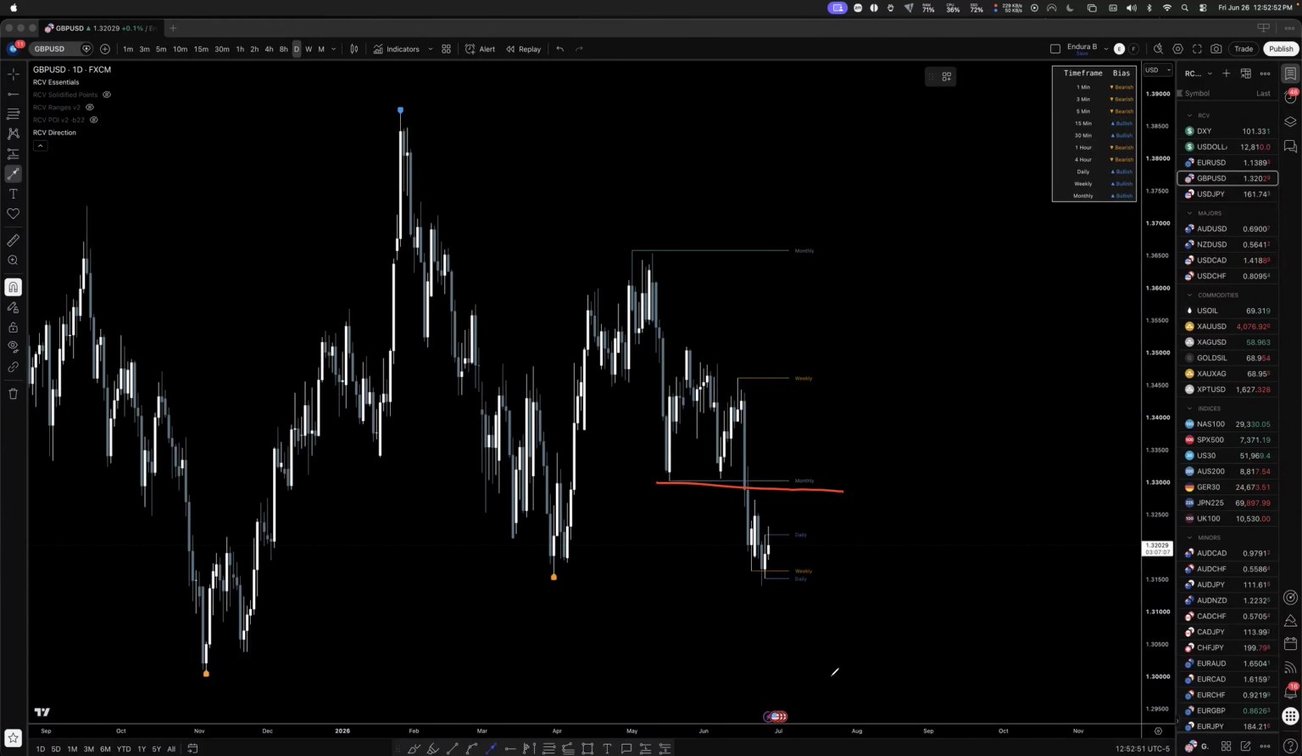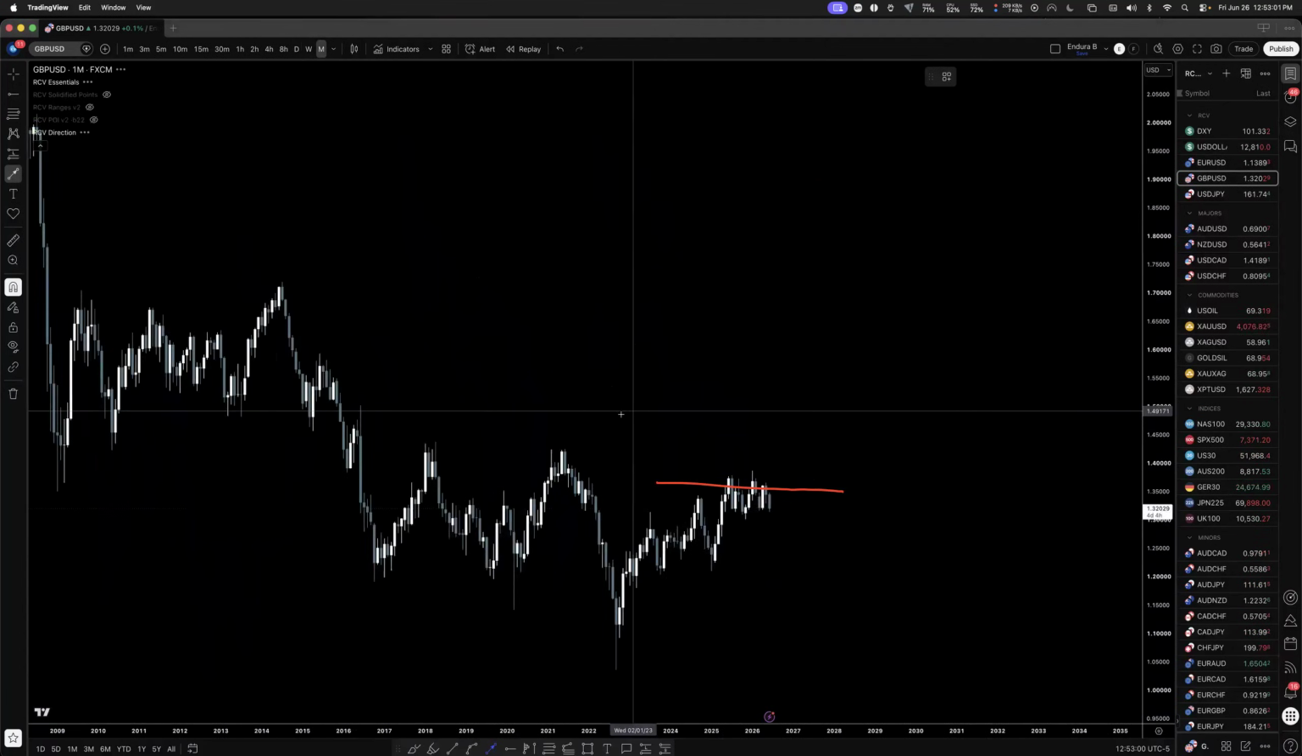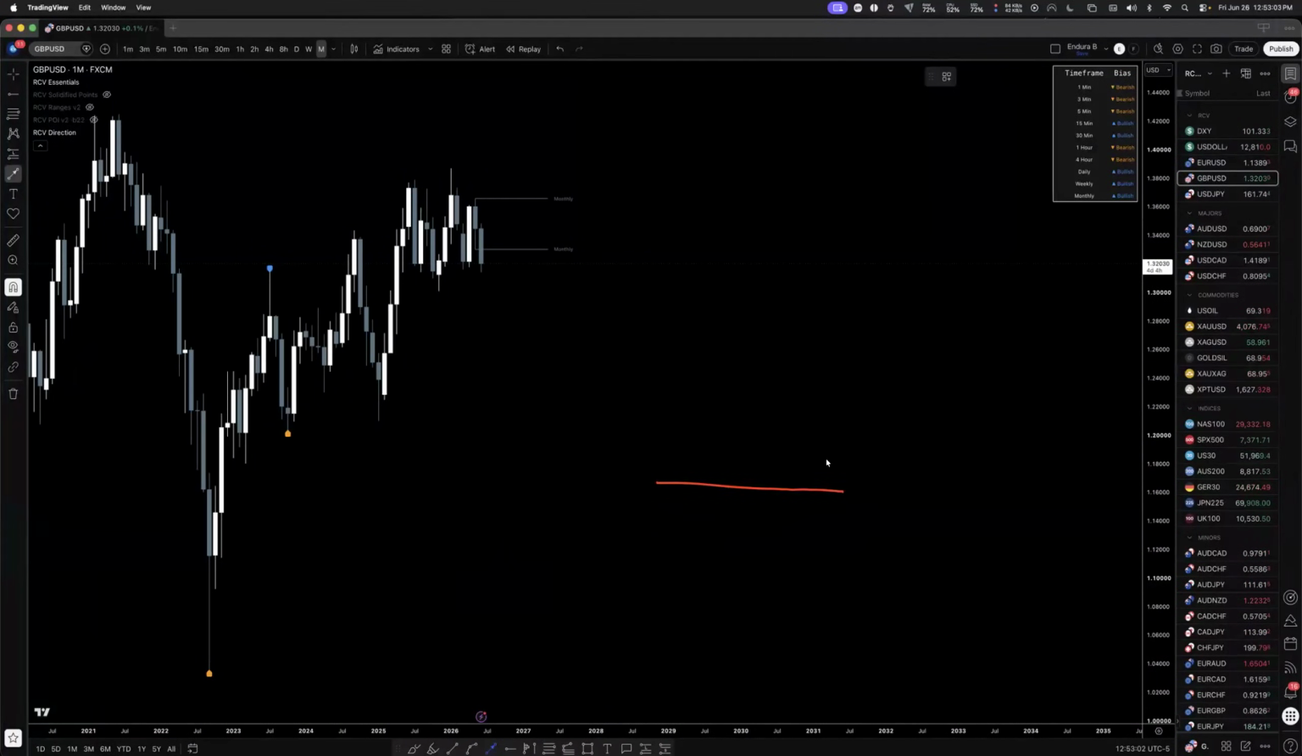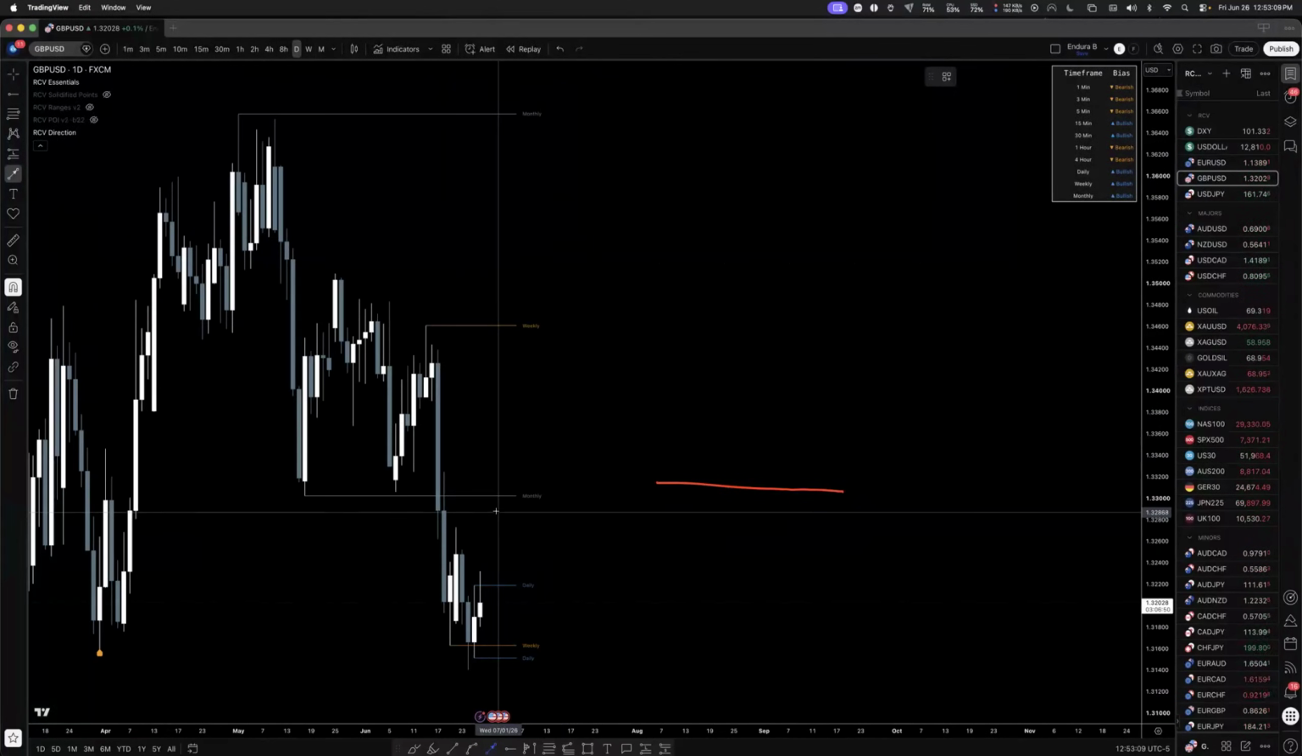But the problem with seeing this potentially come back and tap this previous monthly low is that it is June 26th now. So because it's June 26th, that means that the monthly maybe closes on Monday. I think it closes on Monday. Or Wednesday, sorry. It closes Tuesday going into Wednesday.